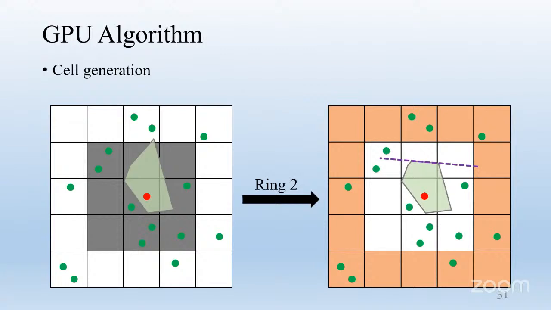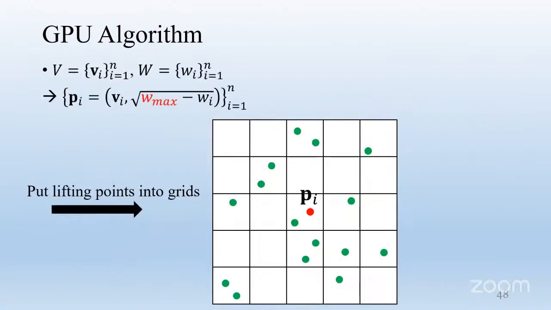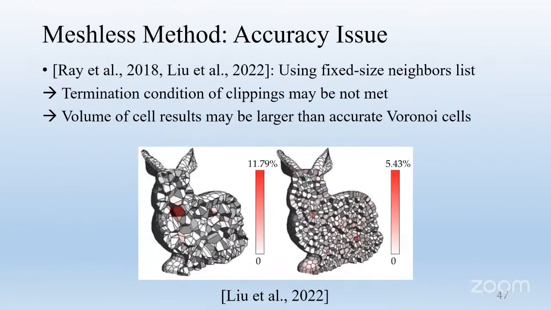Okay. Thank you. For the accuracy issue of the meshless method, if the size of the neighbors list is large enough, like 200, the cell result should be accurate. So, does your GPU algorithm have any advantages over such a configuration of the meshless method?